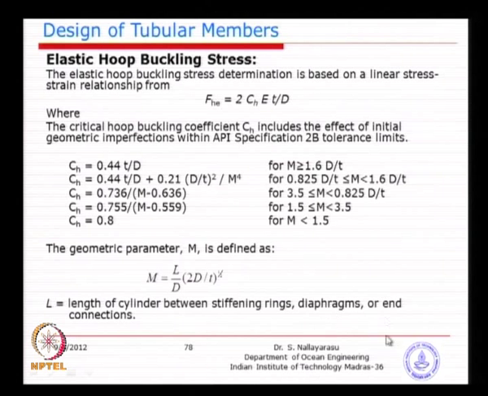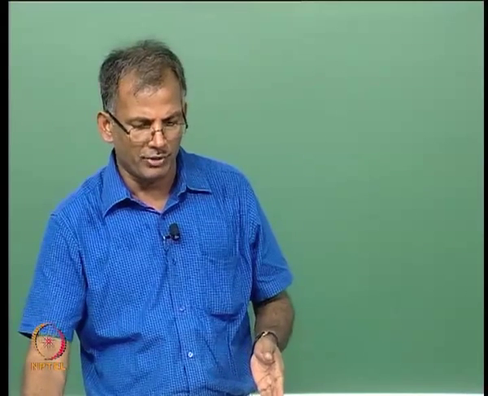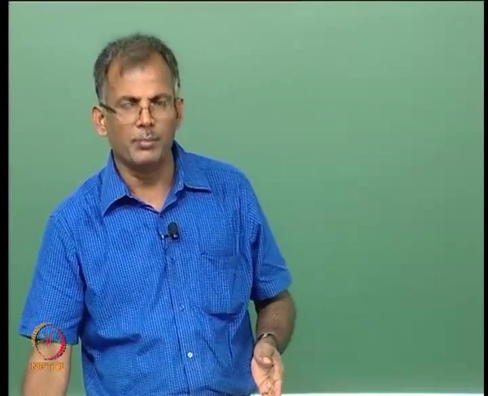As soon as you have a reduced M value, as low as 1.5 or less, you could see that the coefficient of elastic hoop buckling becomes 0.8, and as you start increasing it, the value goes very small. That is what we saw in this particular graph. It reduces very drastically, vertically down, when the geometric parameter exceeds 1.5. As soon as you reach around 5, it reaches a value of 10%, but after that it becomes very flat.